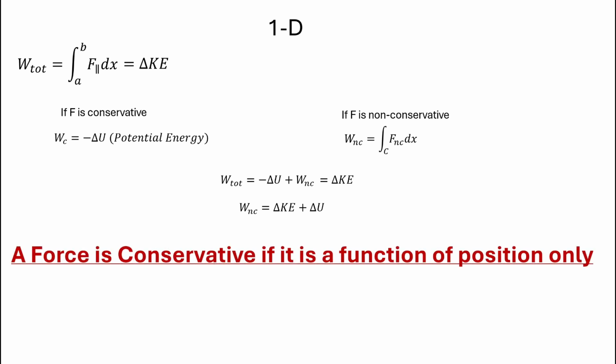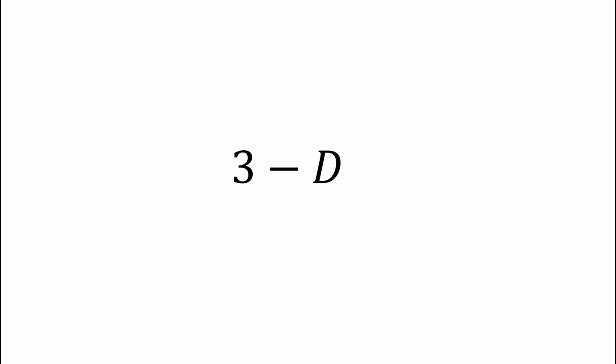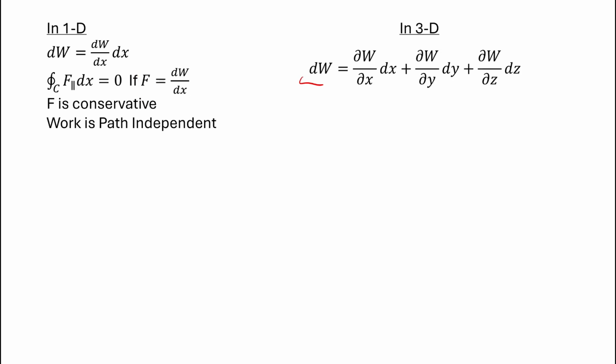A force is conservative in one dimension if it is a function of position only. Okay, what about three dimensions? How do we determine if something is conservative in three dimensions? Well, just remember, in one dimension, if dW can be expressed like this, dW/dx dx, in other words, if F can be written as dW/dx, then F is conservative and the work is path independent. In 3D, we want dW to be dW/dx dx plus dW/dy dy plus dW/dz dz. That's just how you find the differential of a function, right?